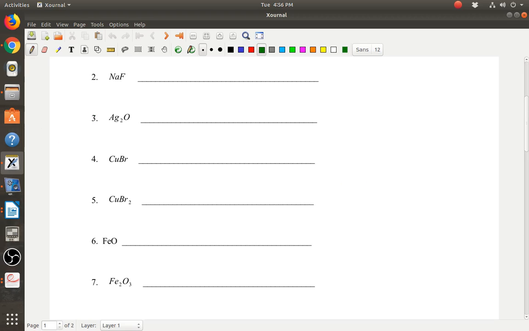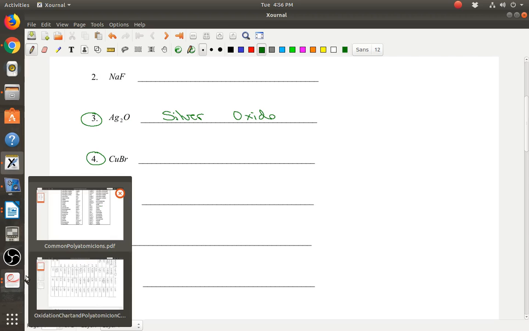Okay, we're going to go ahead and do number 3 together, number 4 and number 5, and then I'm going to have you do some of the rest. So Ag is silver, and O is oxygen or oxide, and I'm leaving a blank in case I have to write a Roman number. Because Ag is silver, a metal, and O a non-metal, this is ionic.